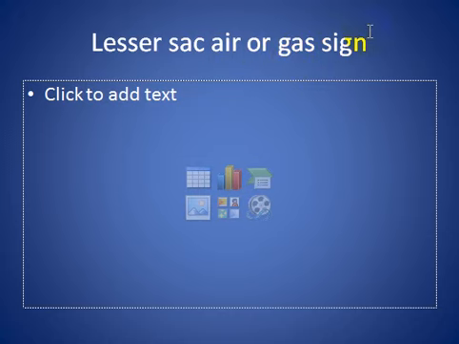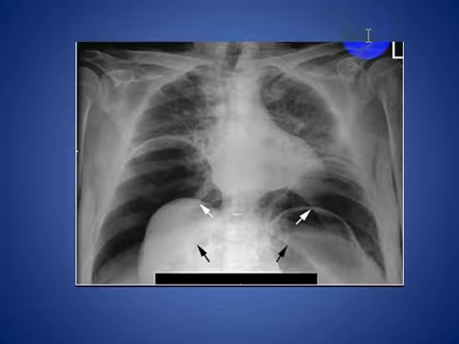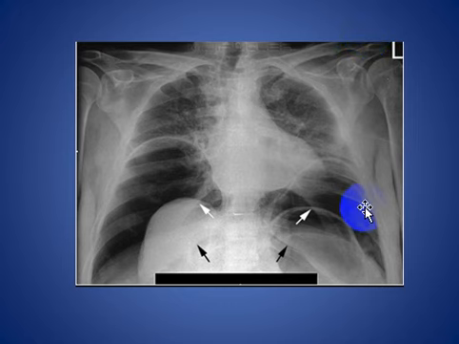Lesser sac air sign or gas sign, and we see that this is the cupola sign, as we see here, the air in the midline of the dorsal spine below the heart, and we see the lesser sac sign here, gas in the lesser sac. The lesser sac is a potential space, and it is connected to the greater sac through the foramen of Winslow.